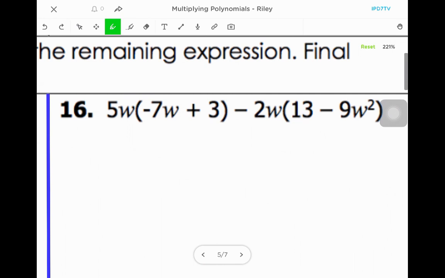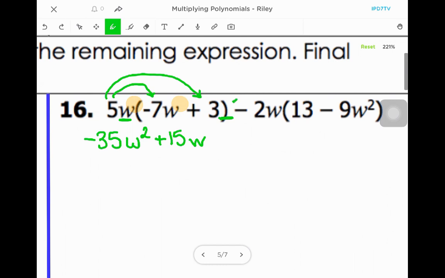Okay? So 5 times a -7 is a -35. And you've got 1w plus 1w, that's 2. So w squared. And 5 times 3 is a +15. And there's no variable on the back, so I can just bring down the w.